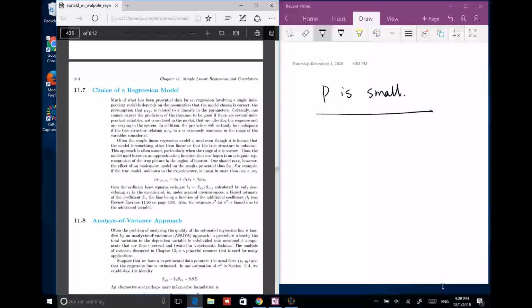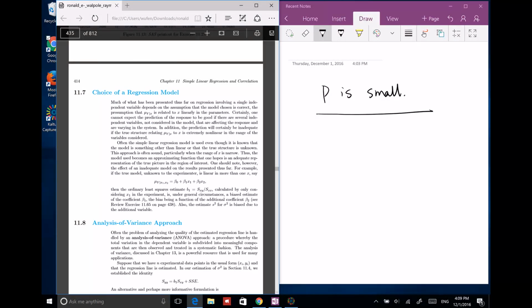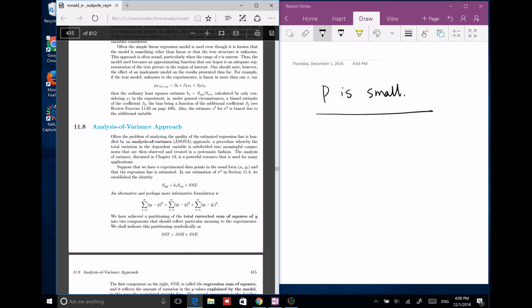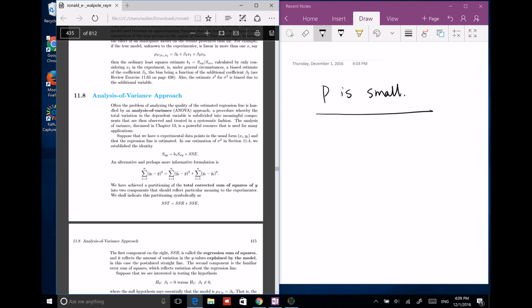And 11.7 is choice of regression model. This 11.6 actually tells you the regression, whether it's a linear regression or not a linear regression model. You have to choose which one is going to be better. Okay, so 11.8 is the analysis of variance approach. Often the problem of analyzing the quality of estimate is analysis of variance.